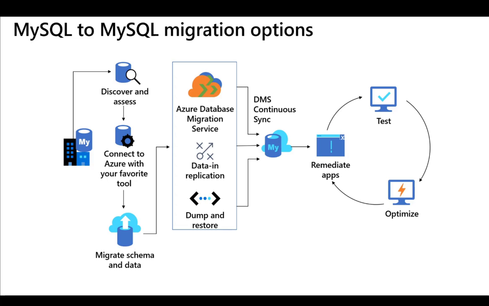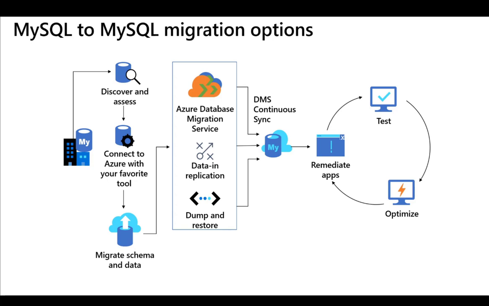But if your application is critical and cannot tolerate a lengthy outage, then the third option is data-in replication. So it's a mix of data-in replication and dump and restore. In this case, we do the initial seeding of your database instance into cloud using dump and restore. And once we have the initial seeding in place, then we set up the replication between your on-premise environment and Azure. And that allows us to keep your target instance in sync until you are ready to do the cutover.